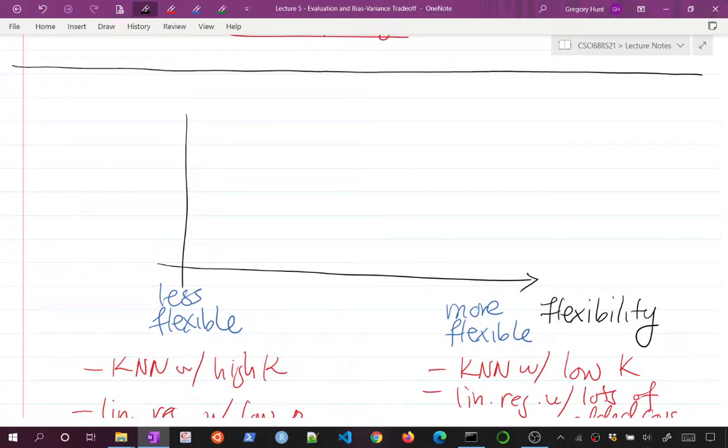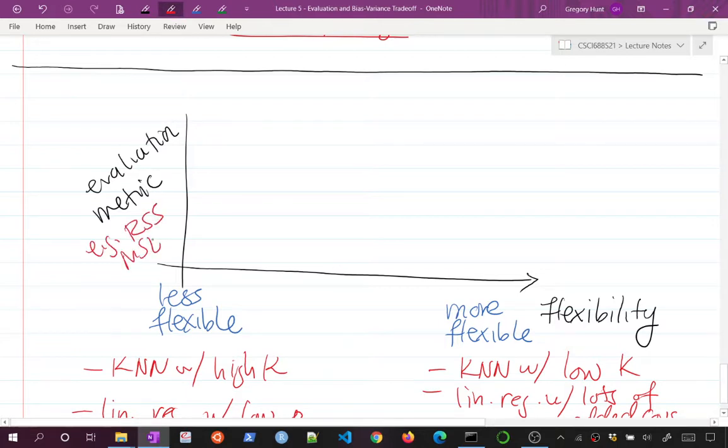And let's plot some error metric, or maybe we call it evaluation, for example, RSS, mean squared error, whatever you want, pick your favorite. And I'm going to plot two curves. The first curve I'm going to plot in blue is going to be the training metric.